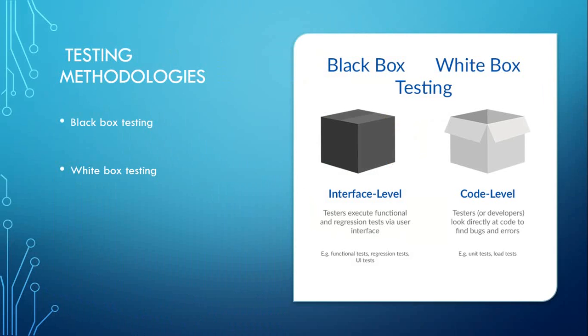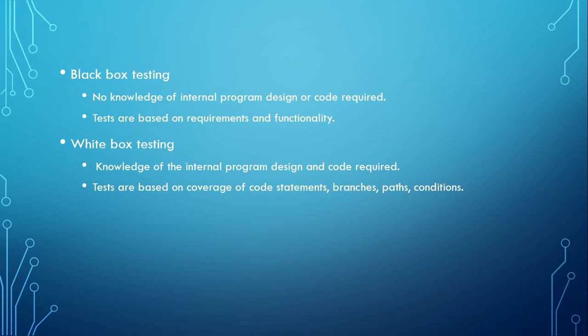Basically, we are covering two types of testing in this presentation. First is black box and second is white box. In black box testing, no knowledge of the internal program or design is required, and testing is based on the requirements of functionality. In white box testing, knowledge of the internal program design and code is required. The tests are based on the coverage of code statements, branches, paths, and conditions.